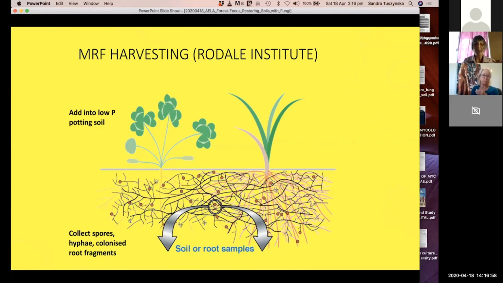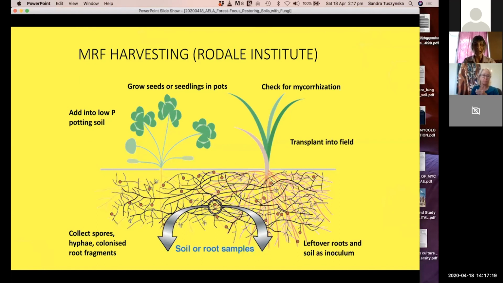We can grow that little plant in that potting mix containing those fragments, and we can grow the seed or seedling obviously in the pot first. And once we know by checking through microscopy what's going on in that root system, we can check whether it's taken up and then release that into the field. So now we have this inoculum for more plants in a nursery, while our plants are continuously living in this beautiful system.